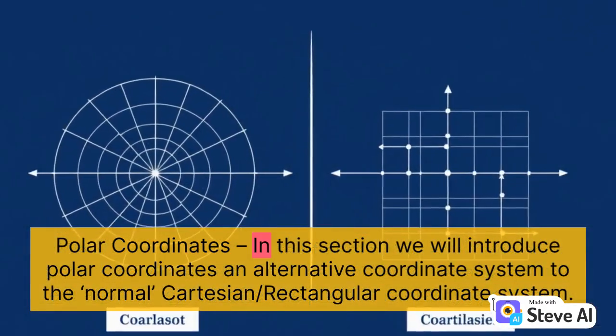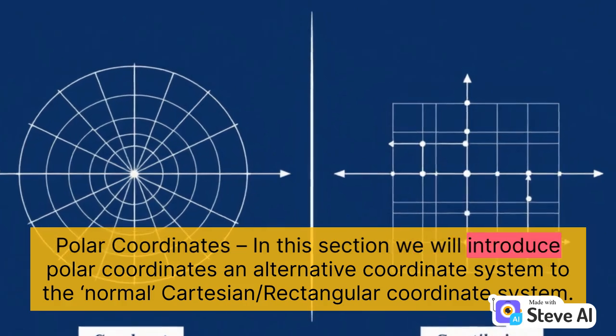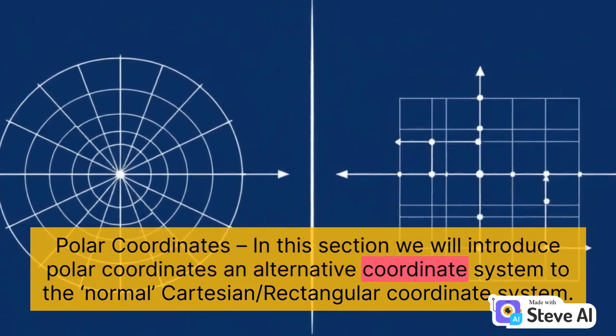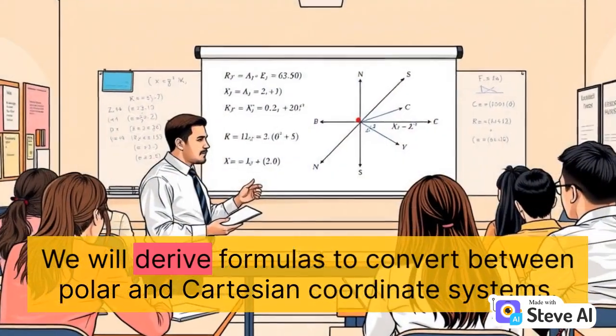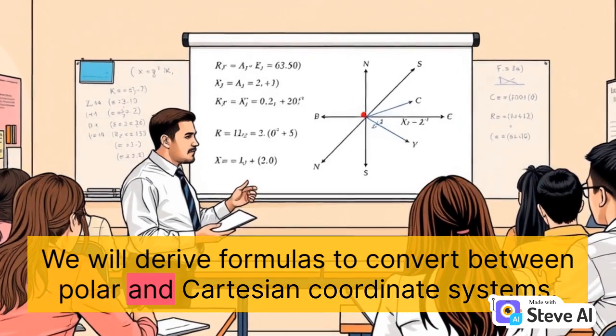Polar coordinates. In this section, we will introduce polar coordinates, an alternative coordinate system to the normal Cartesian/rectangular coordinate system. We will derive formulas to convert between polar and Cartesian coordinate systems.